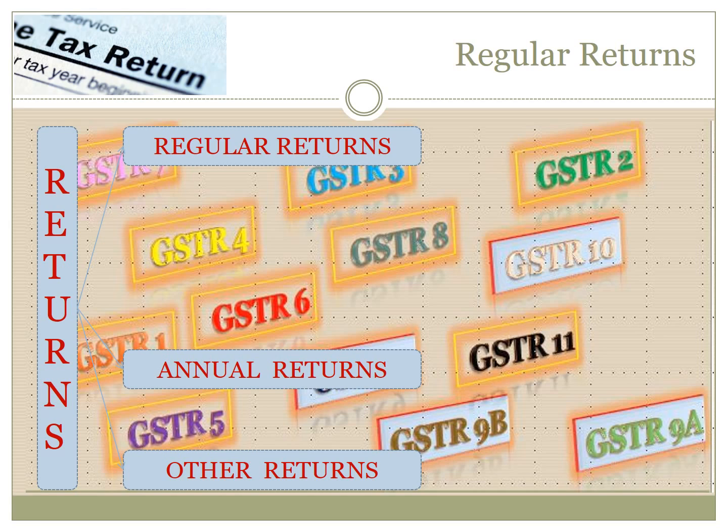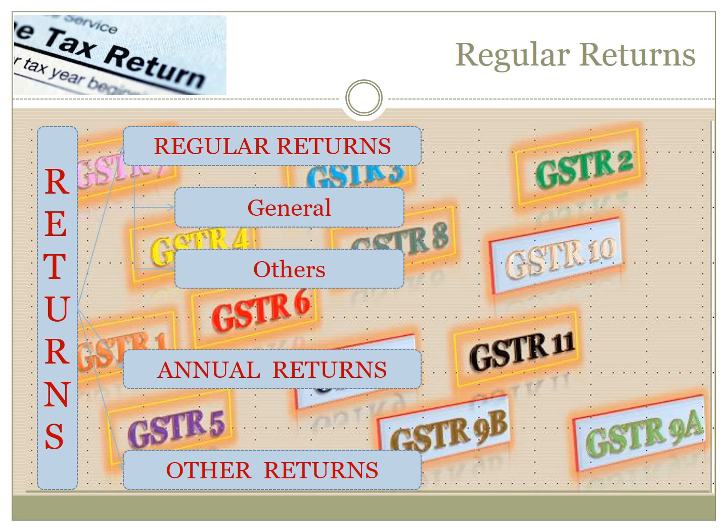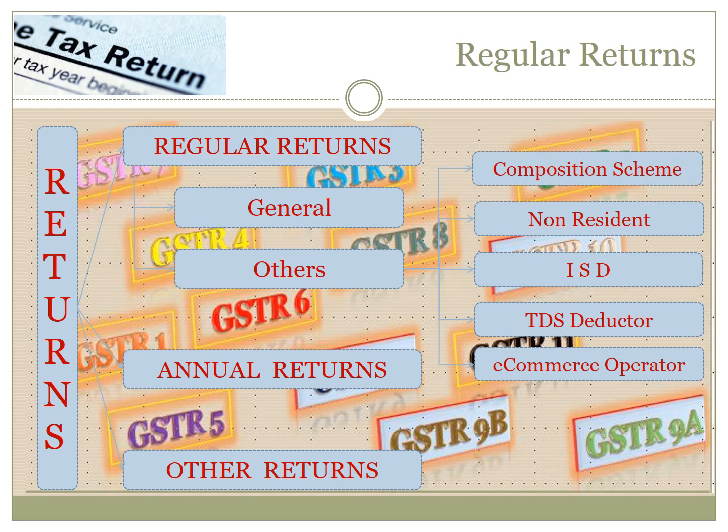In this presentation, we will discuss the requirement of GST law to file various returns, grouping them loosely into regular returns, that is returns which are required to be filed monthly or quarterly, annual returns, and miscellaneous returns. The regular returns are divided into two categories, that is general and others. Composition dealers, non-residents, ISDs, TDS deductors, and e-commerce operators are included in others. A return is filed for a tax period which is usually a month or a quarter.